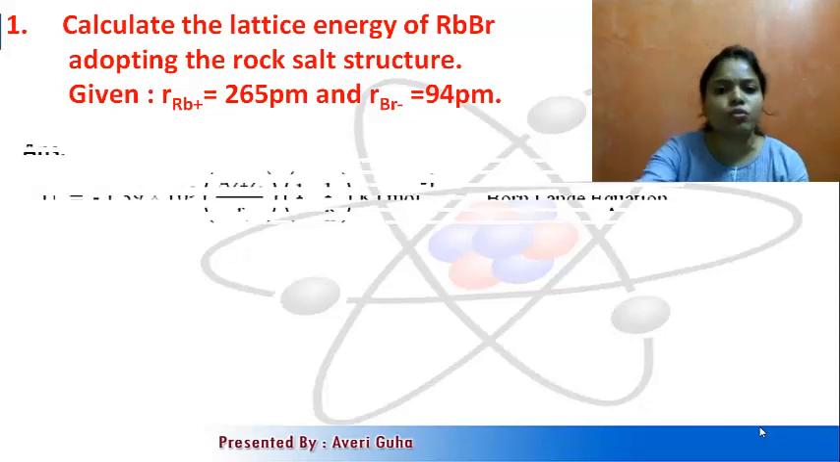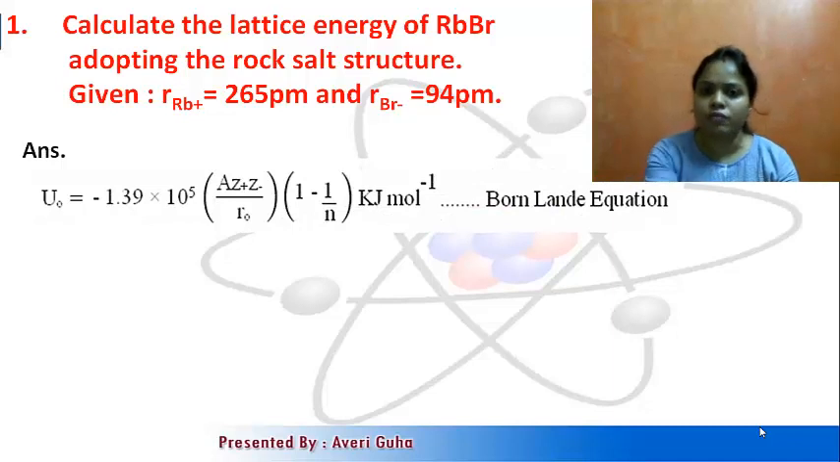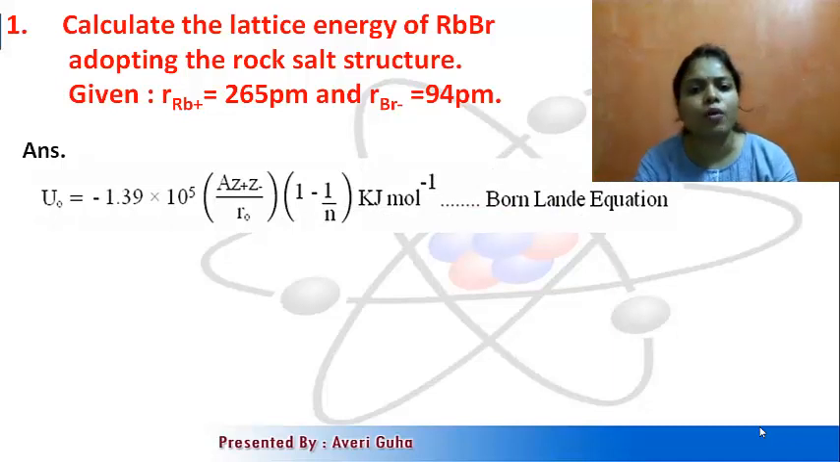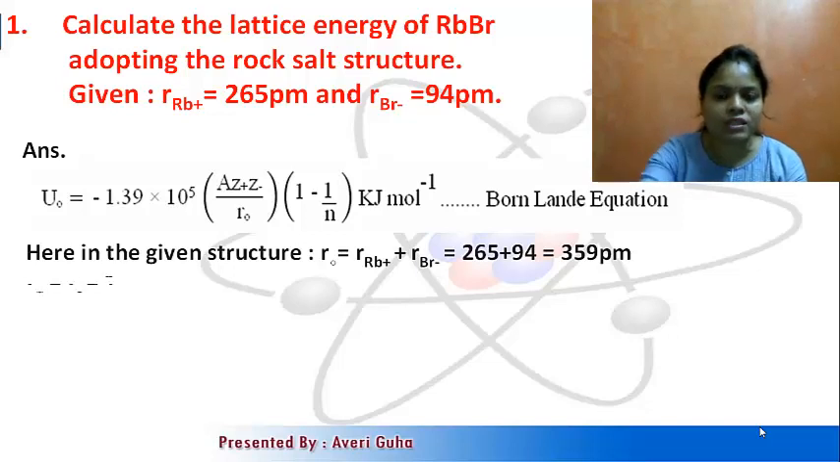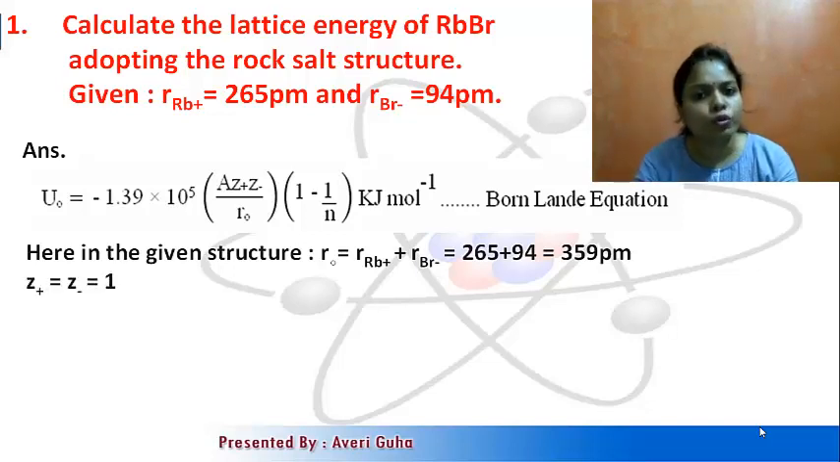First, we need to write the Born-Landé equation as we have seen in our earlier slide. Now, in the Born-Landé equation we need to put the values of A, Z plus, Z minus, r0 and n, and then we will get our result. Here in my question the radii are already given in picometer units, so no need to convert the units. Simply, we have to add the radii of the cation and the anion to get the internuclear distance. I have shown this in the slide. And see, both rubidium and bromide have one charge. The charge number is 1. Don't go with the sign, +1 or -1. Only go with the charge number, that is 1.